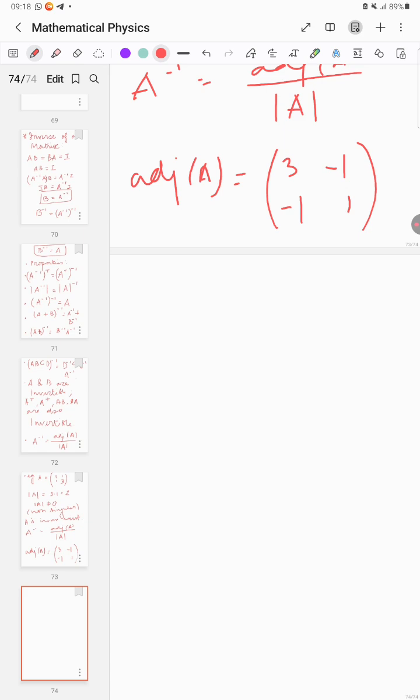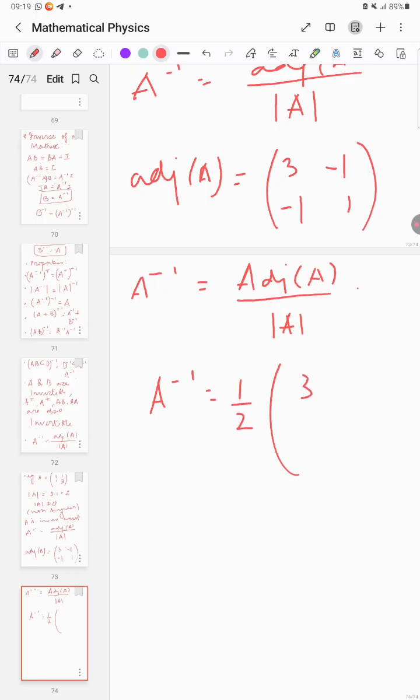Alright. Now A inverse is equal to adjoint of A by determinant of A. What is determinant of A? Determinant of A was 2. So A inverse comes out to be 1 by 2 times 3 minus 1, minus 1 1. So this is the inverse and this is our answer. This is the inverse of A. Alright.